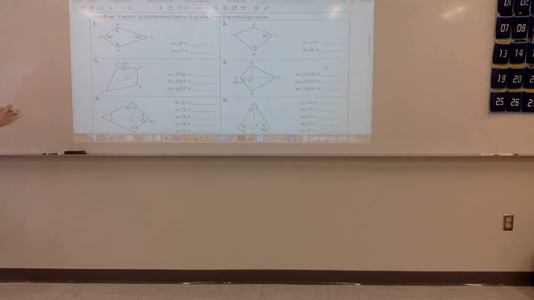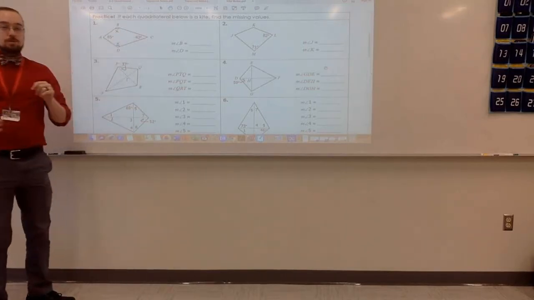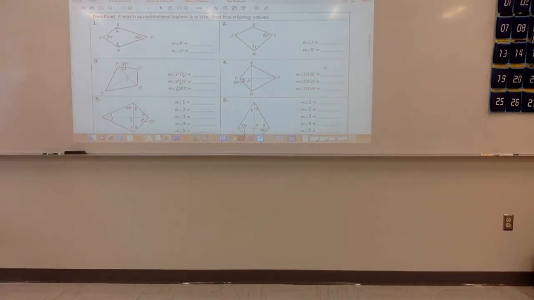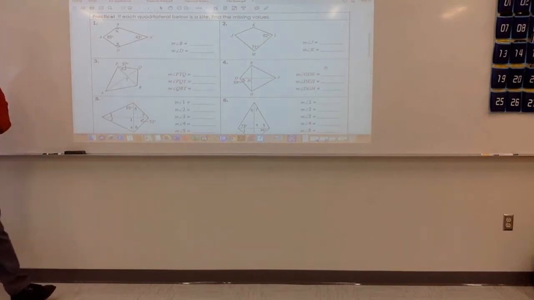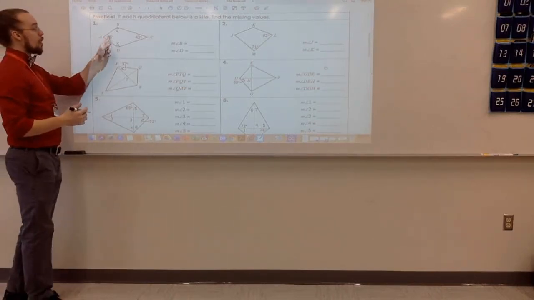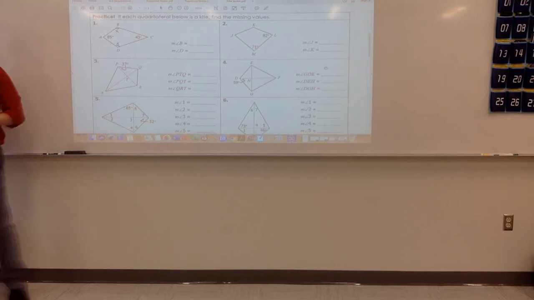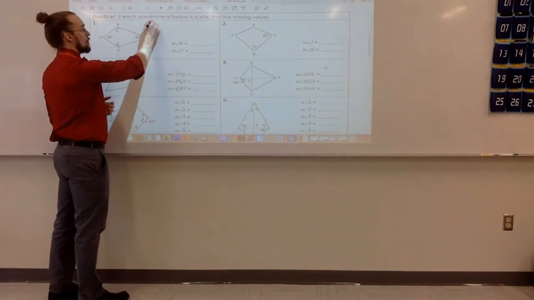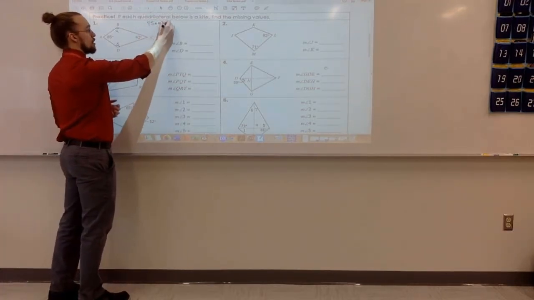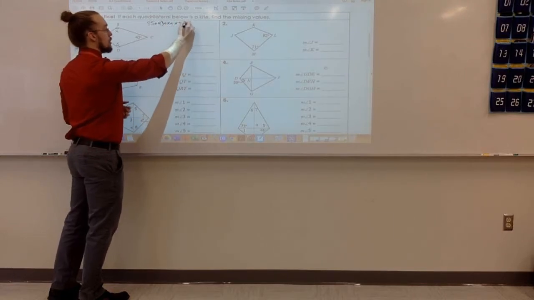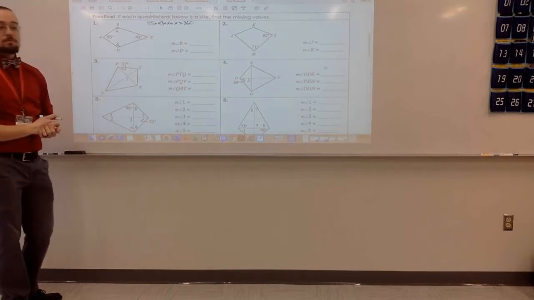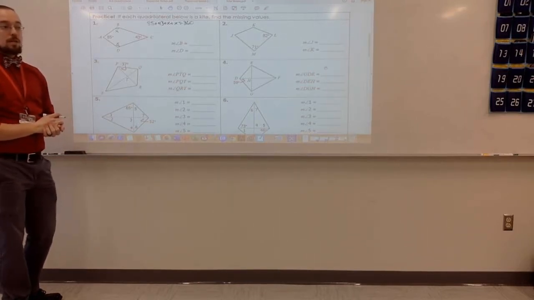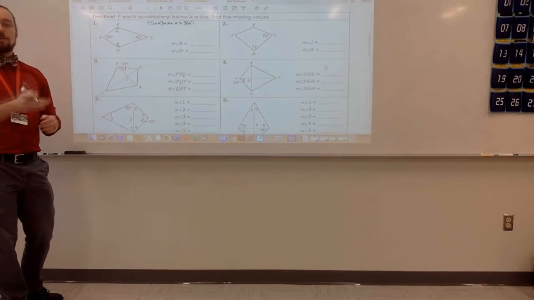Now, what do I know about all four angles in any quadrilateral? They add to 360. So if I know two of my angles here, and I have a variable for both of these, I can say all four of these are going to add to 360. So do 85 plus 43 plus x plus x equals 360. Can't you do 85 plus 43, get the total, subtract that from 360, then divide by 2? Yeah.